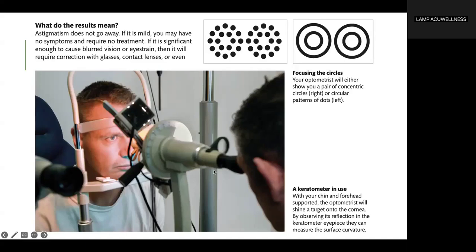With your chin and forehead supported, the optometrist will shine a target onto the cornea. By observing its reflection in the keratometer eyepiece, they can measure the surface curvature.